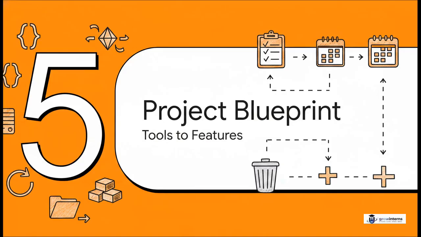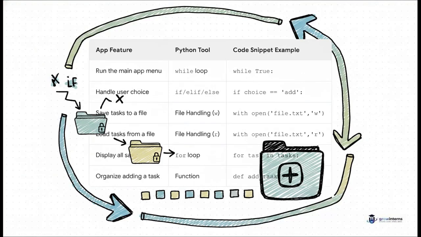All right, this is it. This is the moment where it all clicks into place. We've gathered all of our tools, right? We've got our conditionals, our loops, our functions, and our file handling. So now let's lay out the actual blueprint and see exactly how each one of these tools helps us build a specific feature in our to-do app. Seriously, think of this table as your cheat sheet. Just look at how perfectly each concept maps to a real feature.